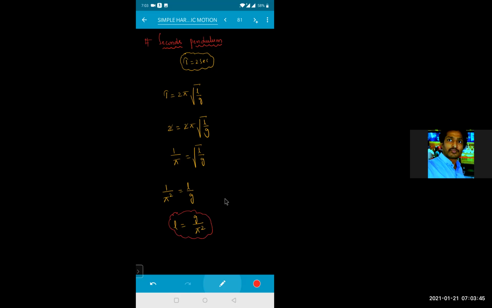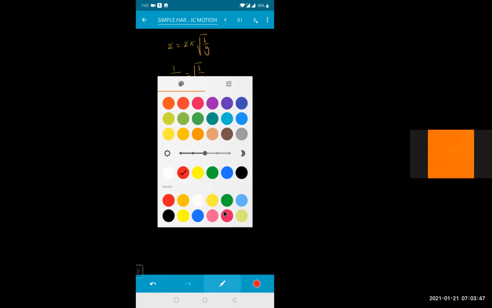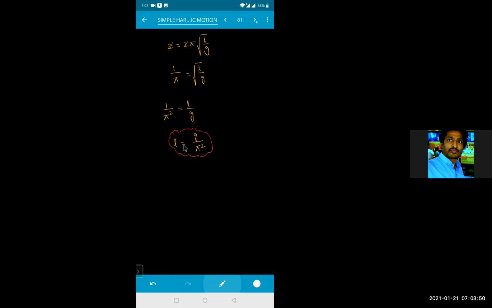What is the length of the seconds pendulum? The length of the seconds pendulum is calculated by the formula L is equal to G by pi square. On the earth, the length of the pendulum will be how much? G value, approximately, I can take as 10. Pi square value also I will take as 10. Approximately that should be equal to 1 meter.